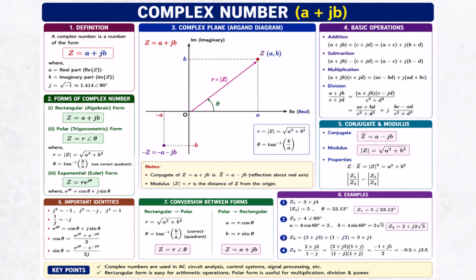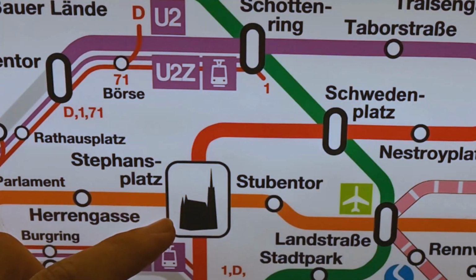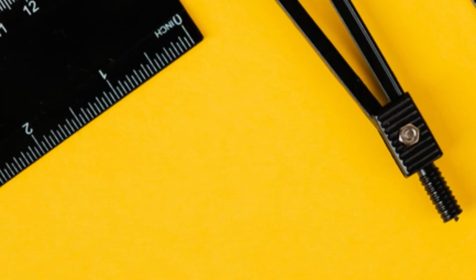A complex number has two parts, a real part and an imaginary part. Don't worry about the name imaginary, it's just a label for a number multiplied by j. Engineers use j instead of i to avoid confusion with current. Think of a map. To find a location, you need two coordinates like 3 blocks east and 4 blocks north. A complex number works the same way.